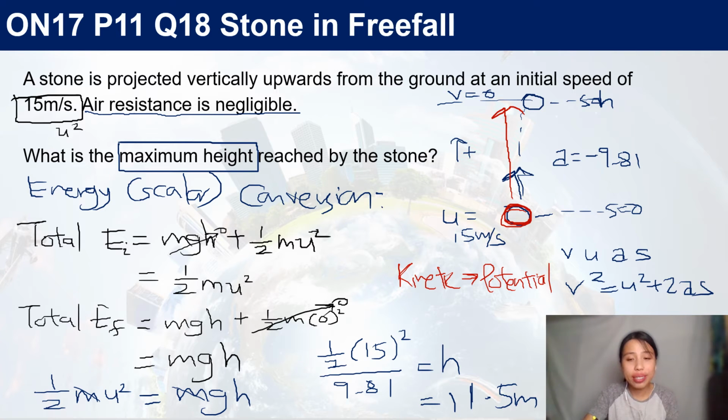11.5, I round up to 3 SF. If you want to round up to 2, also can. In fact, the answer will round up to 2 and you should get 11 only. But anyway, just remember, you're like, ayo, why you write out so much working, miss? Because this is the main idea of the whole chapter when you see energy conversion.